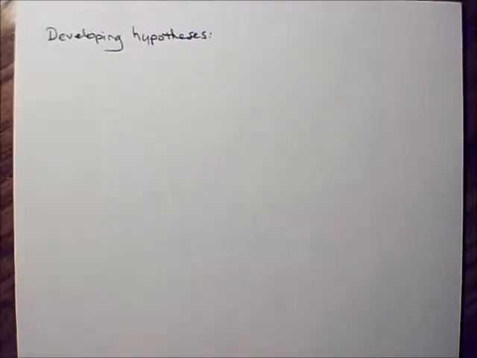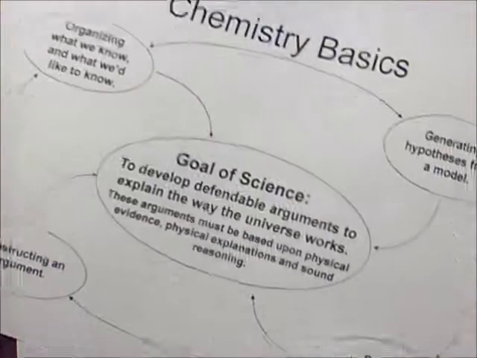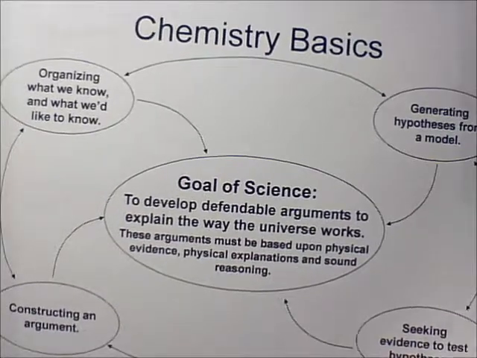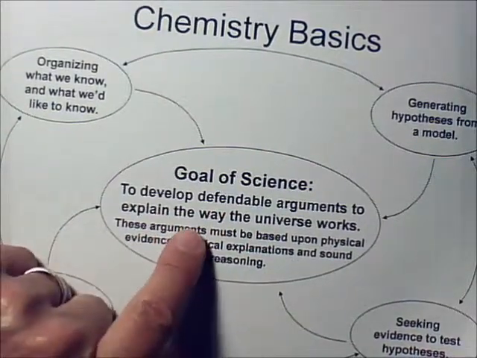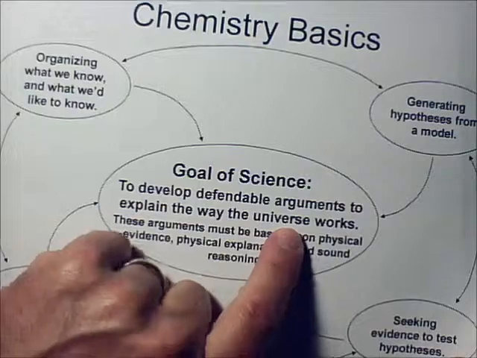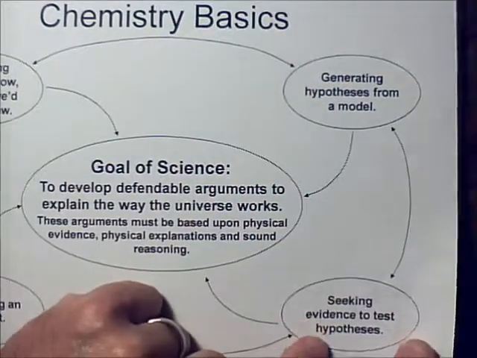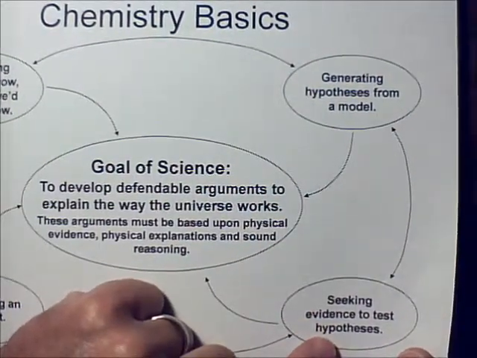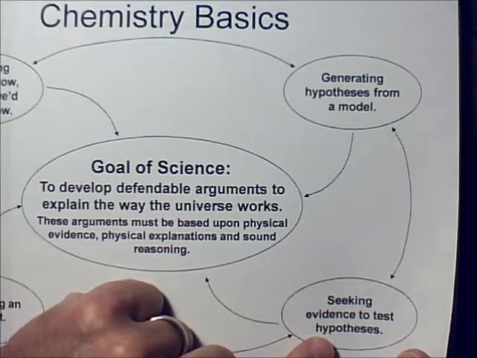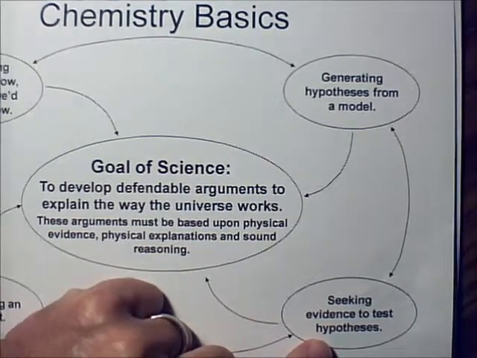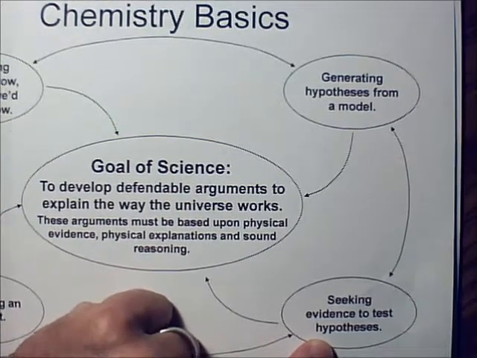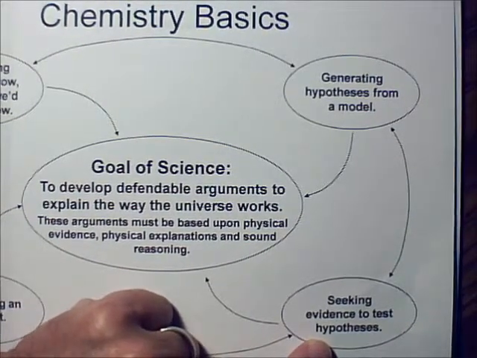We'll figure it out. Okay, so we're talking about developing hypotheses. Now, in our organizational chart we did earlier, the goal of science is to develop defendable arguments to explain the way the universe works, generating hypotheses, and then seeking evidence to support a hypothesis. Hypotheses are essential to the way science gets done. It's the way that we make sure everything is on the up and up, that somebody's not snowing you about the findings of science.